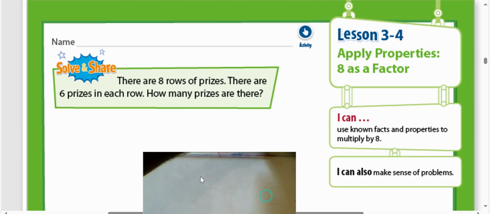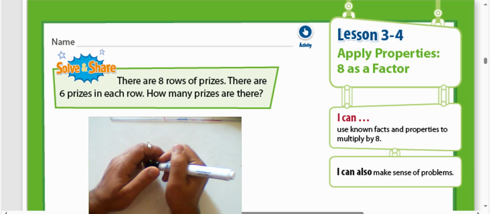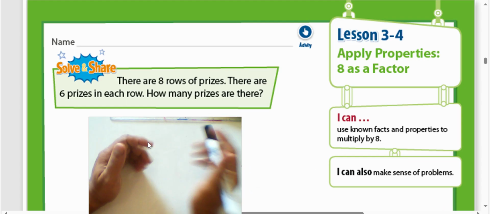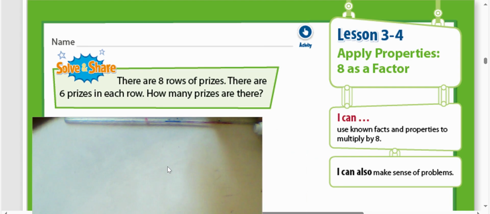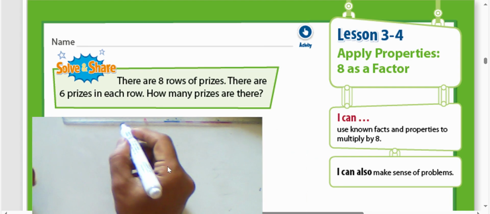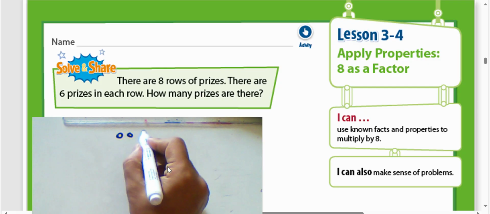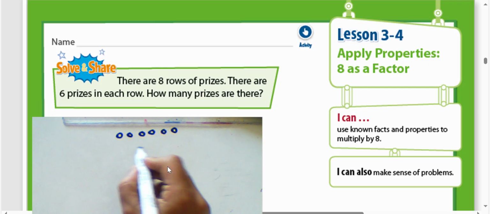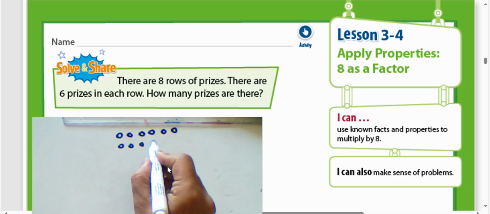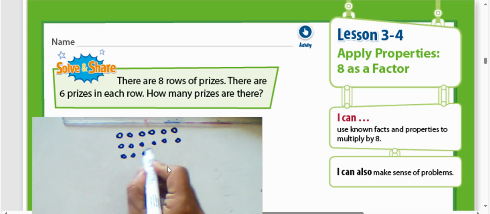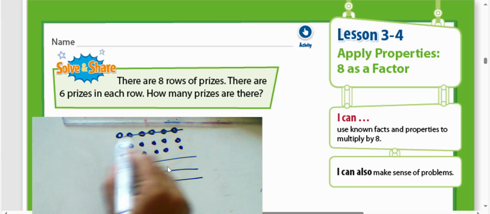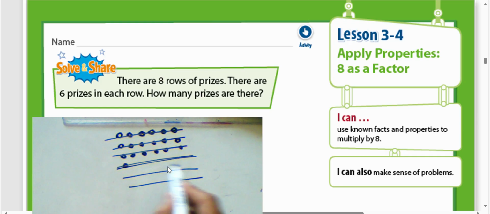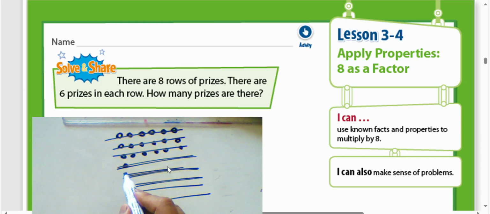We can write the product between two numbers. We have 8 rows, each row contains 6 braces. Like this, we have 1, 2, 3, 4, 5, 6, and so on. Repeated this 8 times. Okay, like this: 1, 2, 3, 4, 5, 6, 7, 8. 8 rows, each row contains 6 braces.